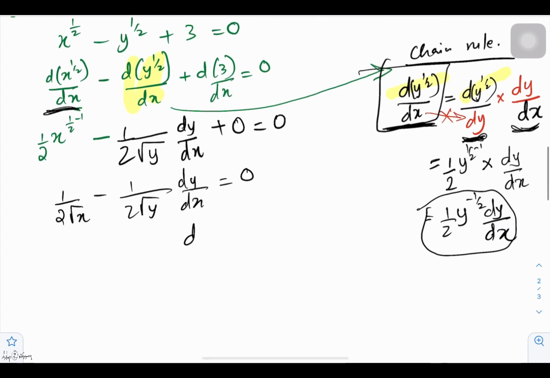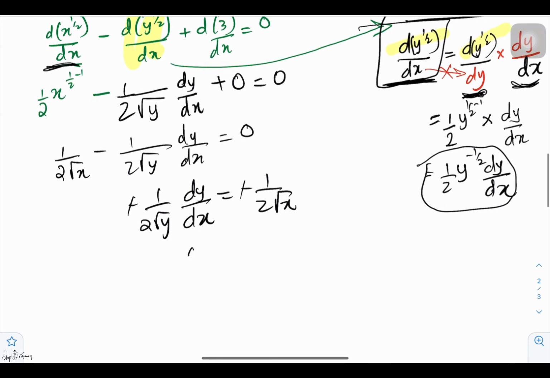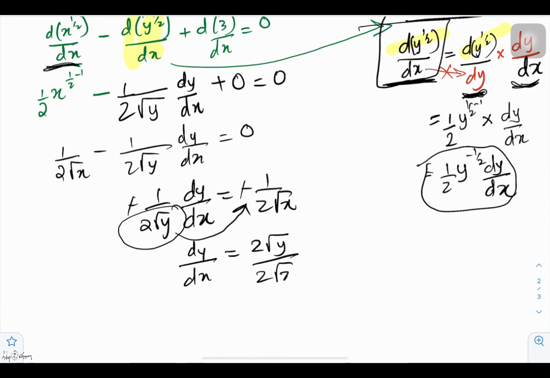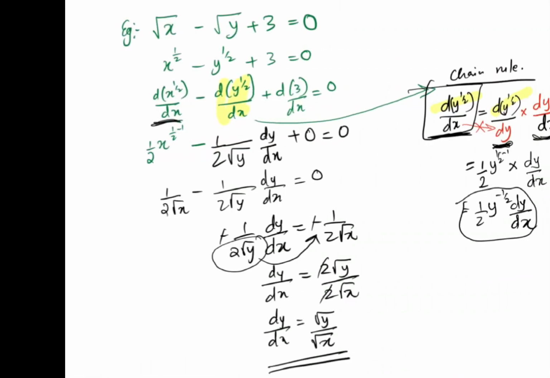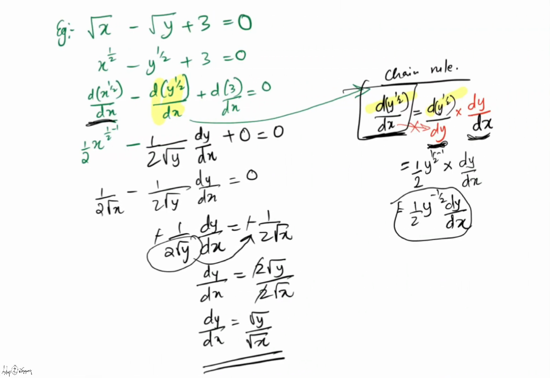If I want to separate dy over dx, I need to make some arrangement here. The negatives cancel, so you have dy over dx equals, the denominator gets multiplied with the numerator, so 2 square root of y divided by 2 square root of x. The 2 gets cancelled, so you have dy over dx equal to square root of y over square root of x. So this is the answer. Please check out the part 2 video for clearer understanding, where I have solved one more example on implicit function differentiation.